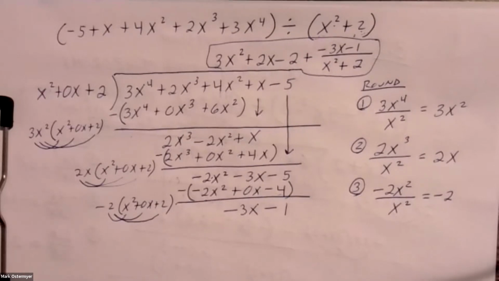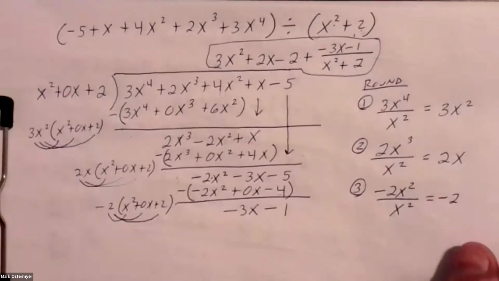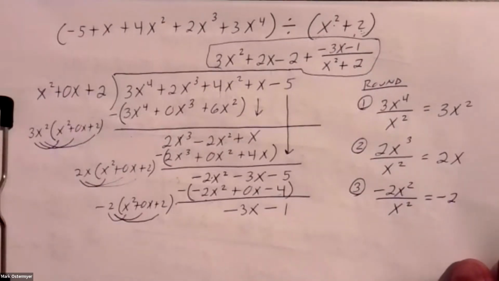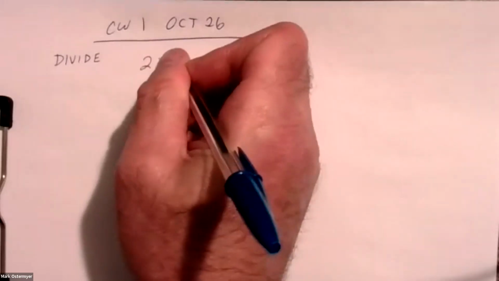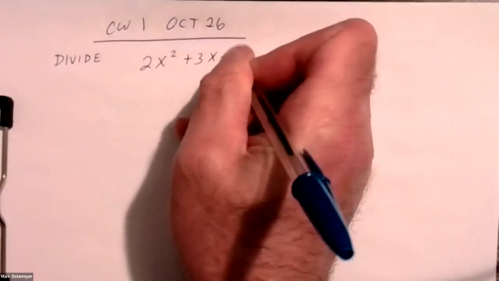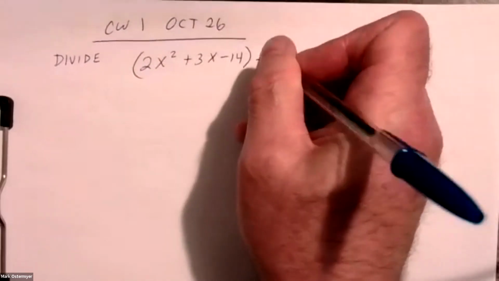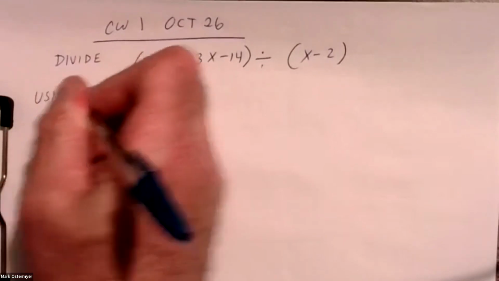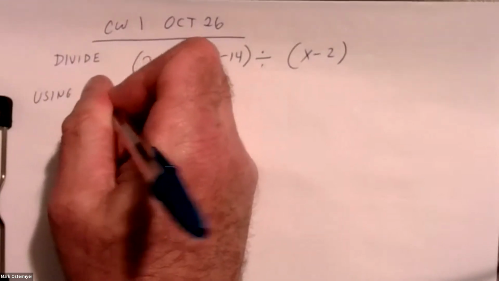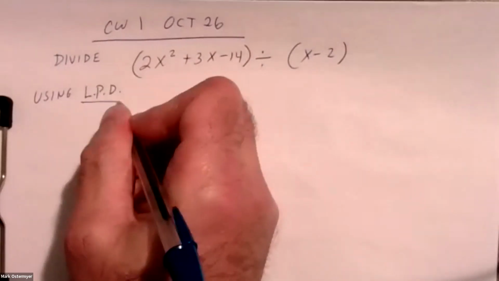All right, ladies and gentlemen, classwork number 1 here. I'm going to give you one to do, okay? So this is long polynomial division here. Classwork 1, today is the 26th day of October. I want you to divide using long polynomial division. So I want you to take 2x squared plus 3x minus 14, and divide it by x minus 2 using long polynomial division, LPD, short for long polynomial division.